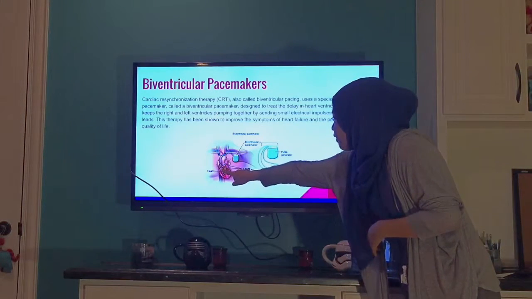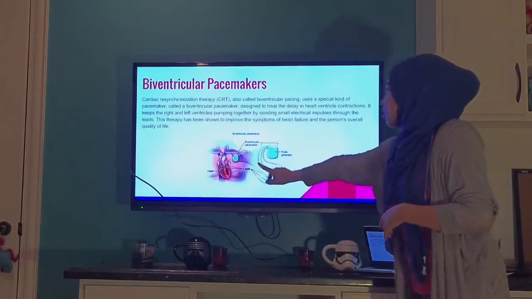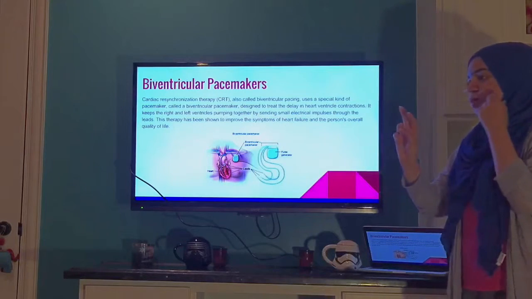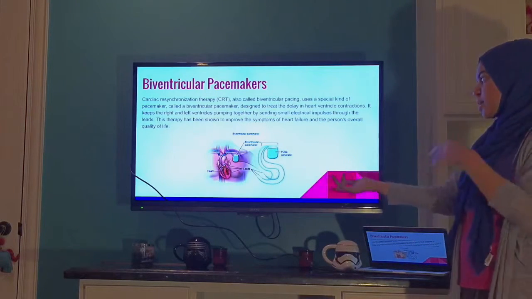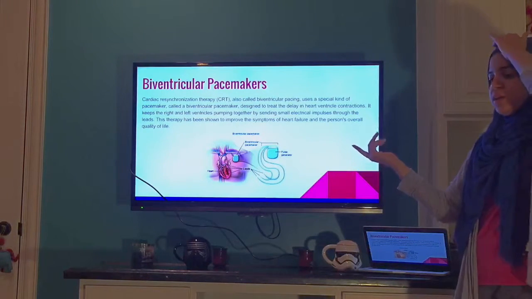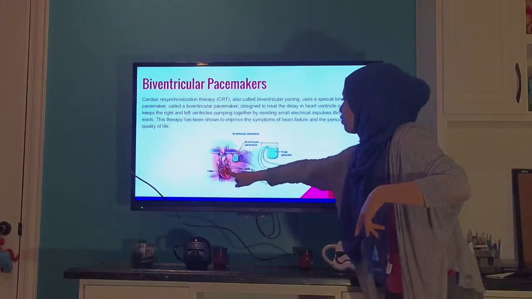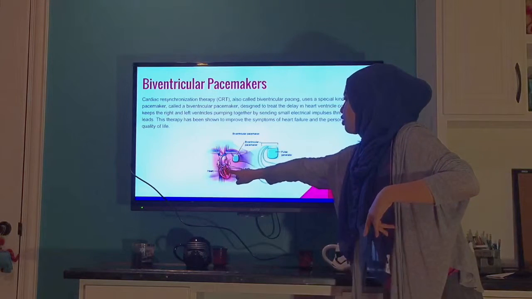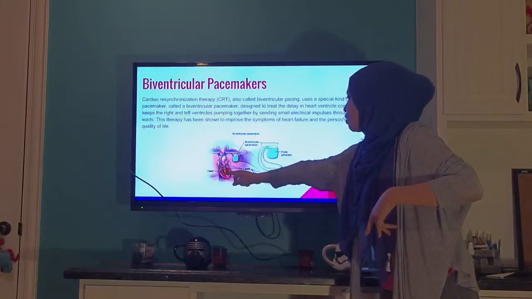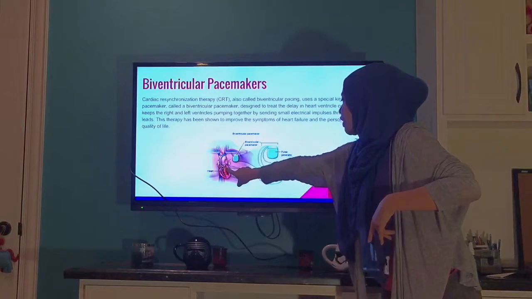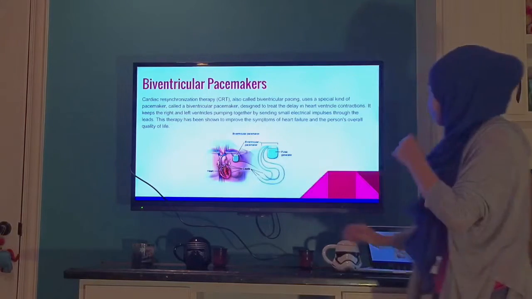And then right there, kind of like a dual chamber, it has 2 leads, but it actually has as many as are necessary for the function. There's actually 3 here. There's one right here in the ventricle. There's one sitting right there next to the atrium. And then there's another one right here next to the other atrium right there.